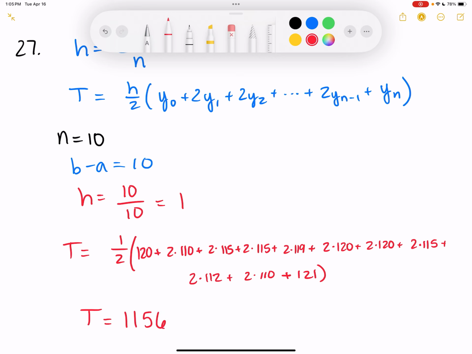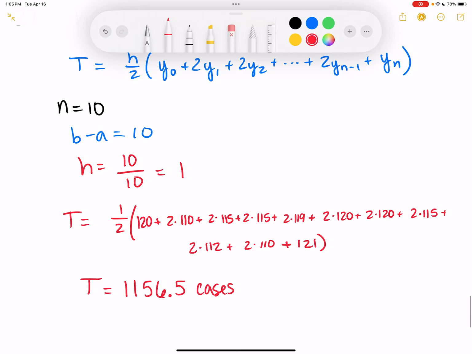1,156.5. Did you say 0.5? Yes. Okay, just trying to make sure I was writing as you said it. Did he say 5 something else or something else 5? And this would be cases for the 10-hour day. So that's how many cases of milk were produced in that 10-hour period, approximately.